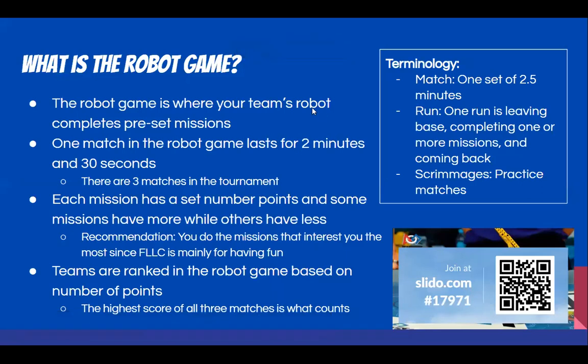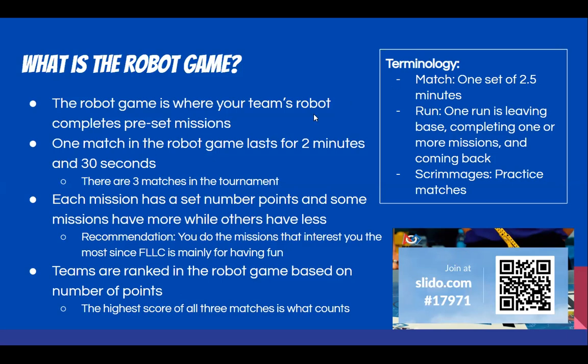So the robot game is where your team's robot completes preset missions. So missions are basically tasks that your robot has to complete in a certain time. A lot of you guys are really close with your answers. So let's just look at this terminology before we move on. So a match is one set of 2.5 minutes where your robot completes missions. A run is every time your robot leaves the base area, completes a mission, and comes back. And scrimmages are practice matches.